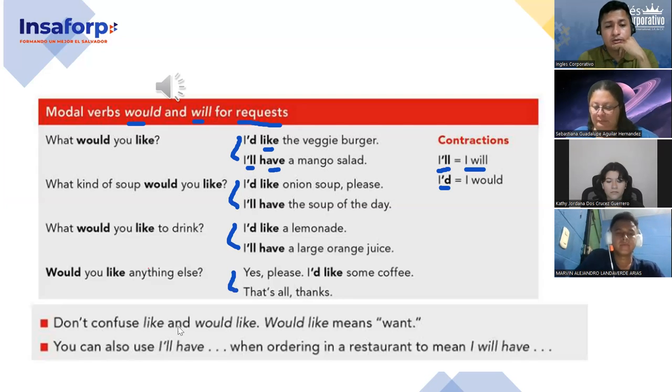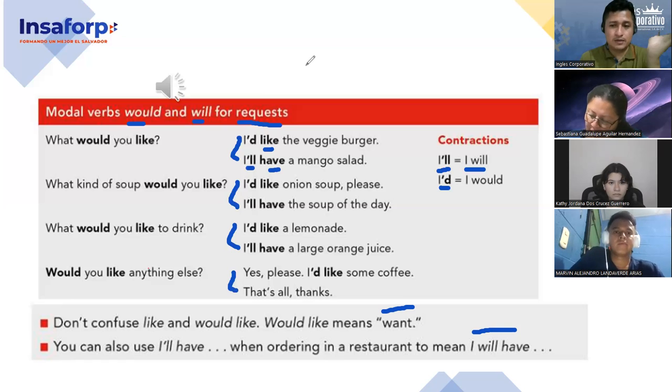And don't confuse, right? Would like means want. Okay, so want. And I'll have, when ordering in a restaurant, means I will have. Yes, see, I will have. That is the meaning of this one. This is when it comes to ordering food. Remember that in some cases, will is about future. So just be careful with that one and don't get confused on this one. Okay.